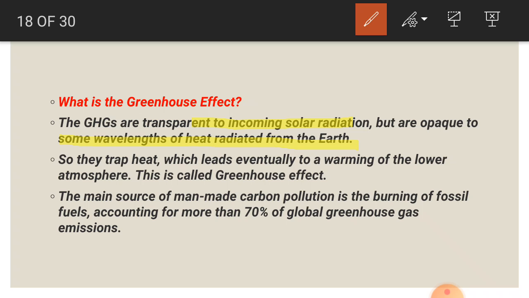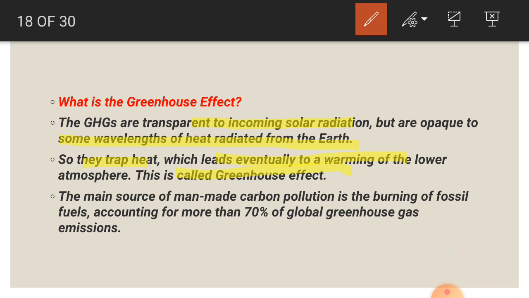But when the earth gets heated up and radiates long wavelength radiation, these greenhouse gases will be opaque. They will not be transparent to it. They will not allow these long wavelength radiations to leave the atmosphere. So all these long wavelength radiations stay in the atmosphere and heat up the environment. They trap the heat, and this eventually leads to the warming of the lower atmosphere. This is called the greenhouse effect.